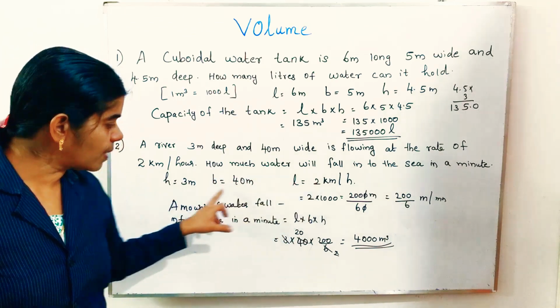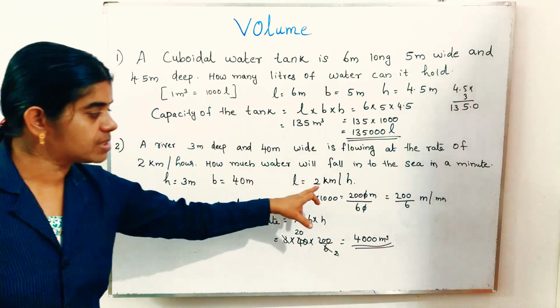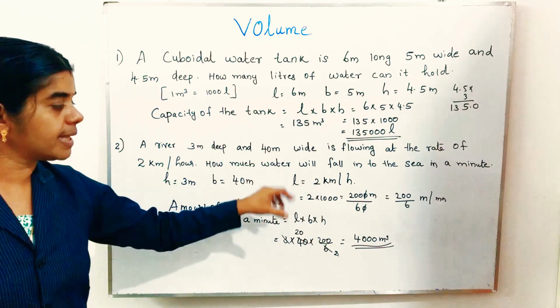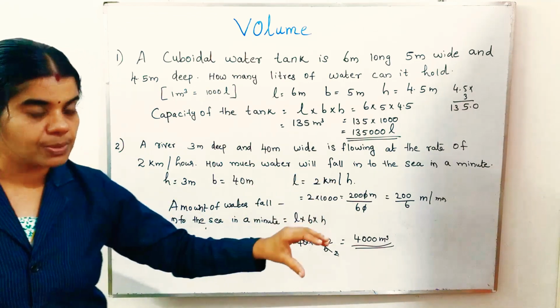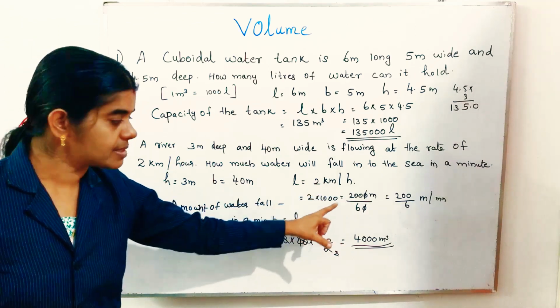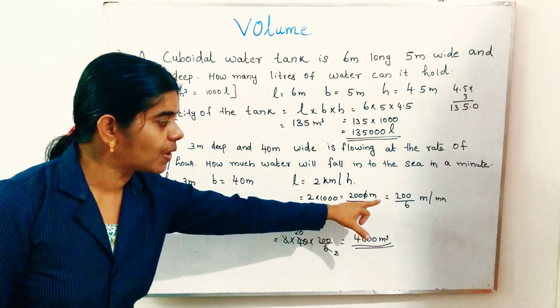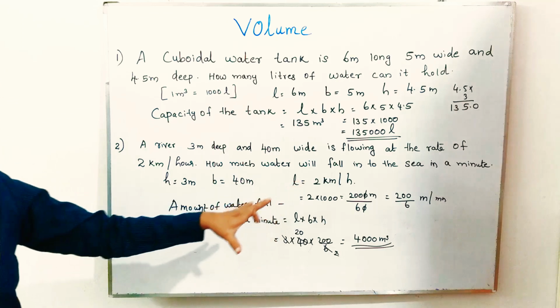All of you look here, length we want to take as 2 km per hour. Then as all the measurements are in meters, we changed kilometer to meter. That time we want to change that into minute also. So 1 hour means 60 minutes. Then 2000 divided by 60, you got 200 by 6 meter per minute.